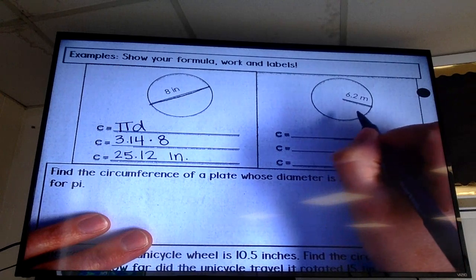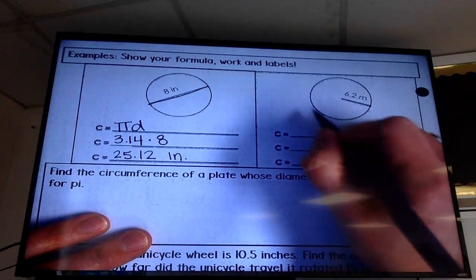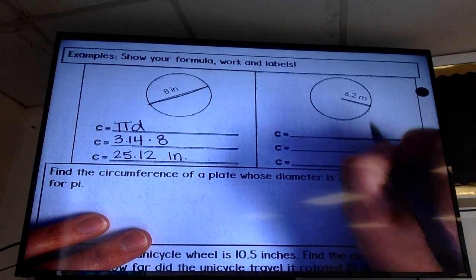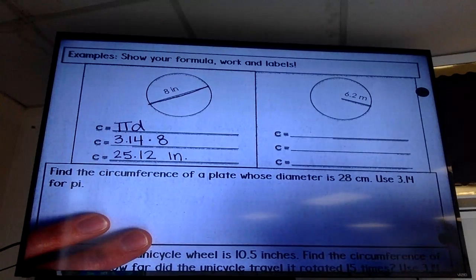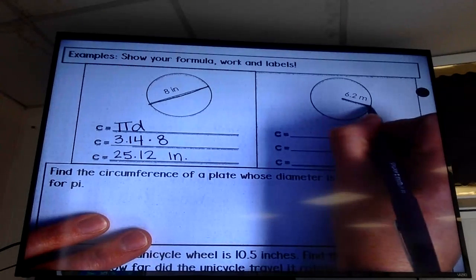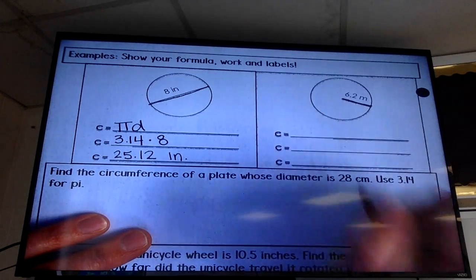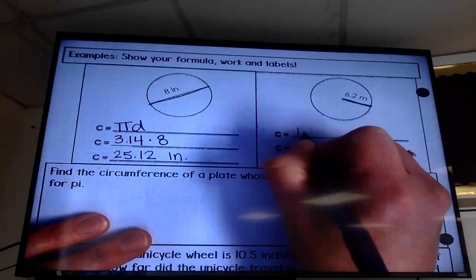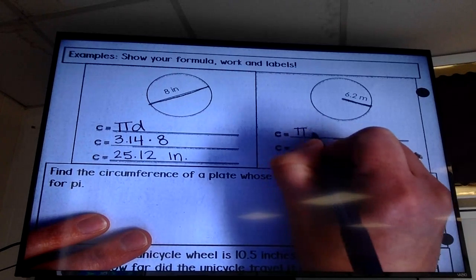Okay, so let's find the circumference, or the distance around my circle, when I know the radius is 6 2/10 meters. Radius because it's halfway across the circle. So I'm going to say circumference equals pi times diameter.